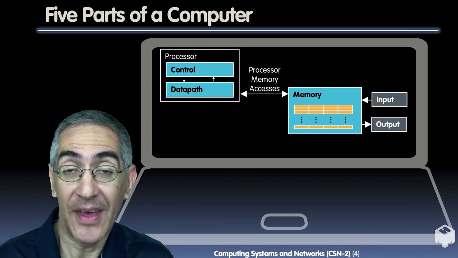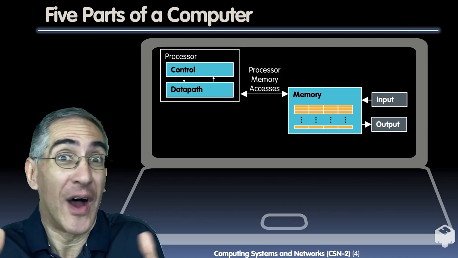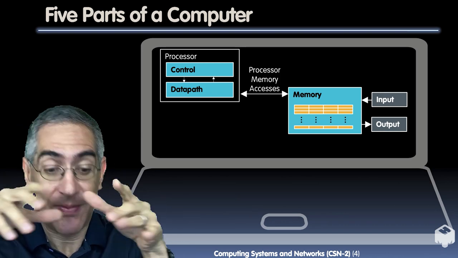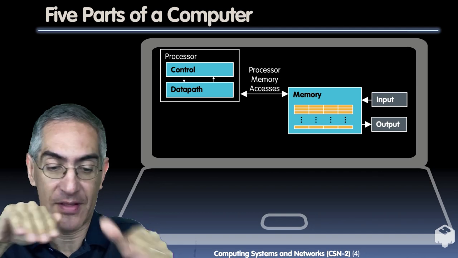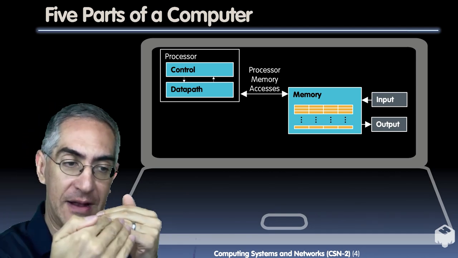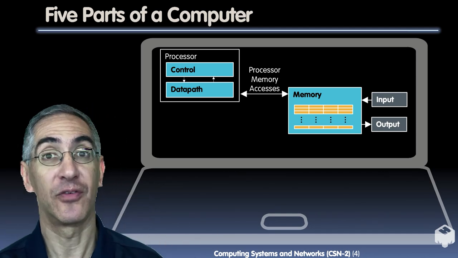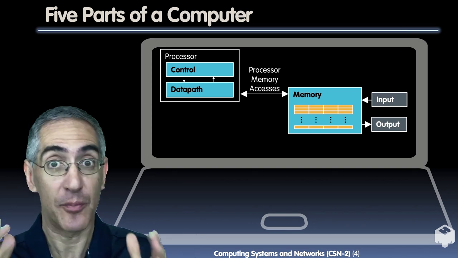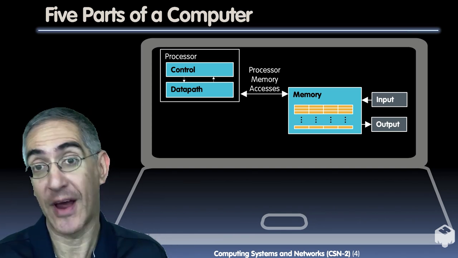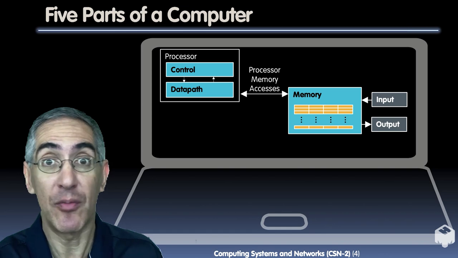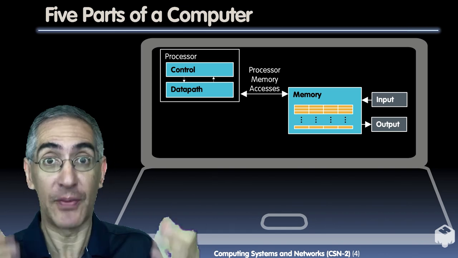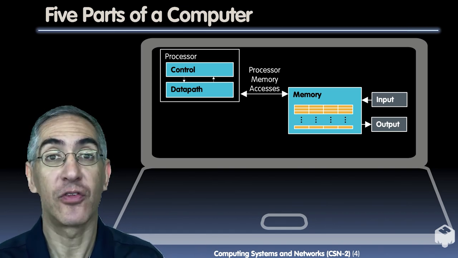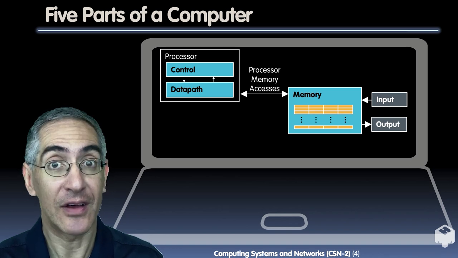It has a data path and a control. Data path is like the wiring, and control is like the marionette that turns on the sluices to make the wiring go: okay, the data goes this way, and now the data is going to go that way. That's the purpose of the control. And so that's the idea. That's the processor. And the way the processor interacts with the input-output is it has to go through memory. That's interesting. So that's the way a computer works. These are the five parts of the computer called the von Neumann architecture.